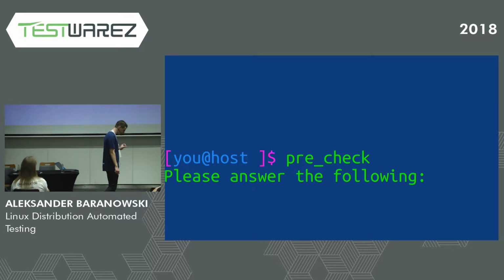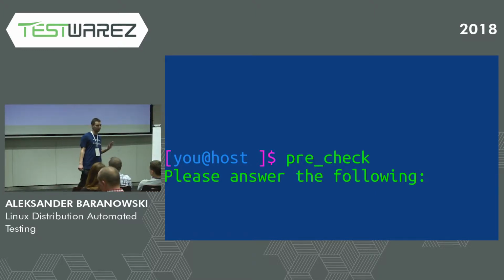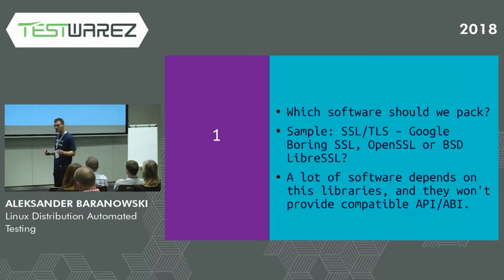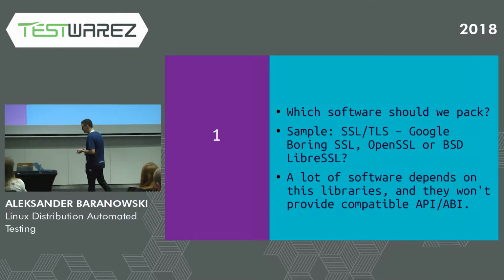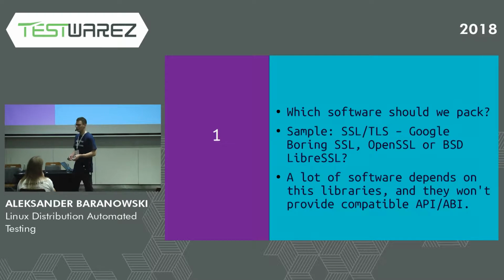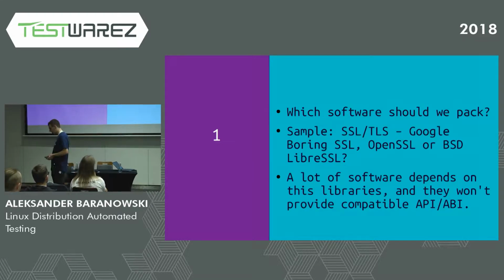But before we make the Linux distribution, we have to answer 4 big questions. Really big questions. The first one is, which software should we pack? And I will give you a short example. There is SSL, Secure Sockets Layer. This is a must-have in the MoSCoW methodology. We need it everywhere, in the web, with SSH, and so on and so on.